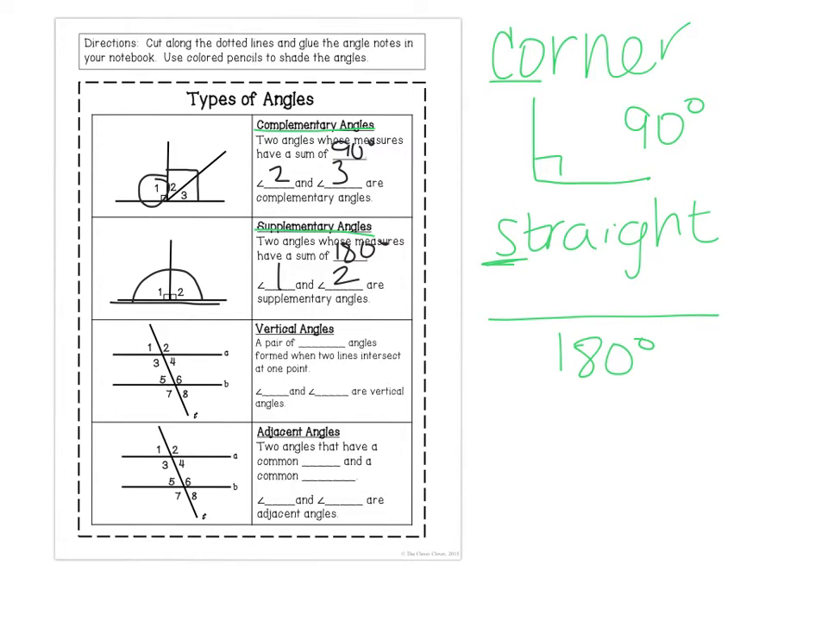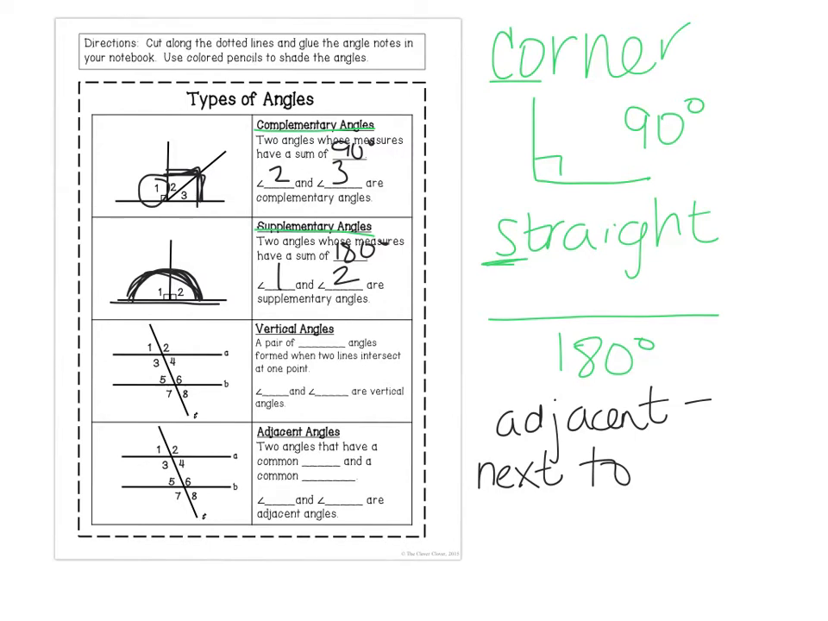Another word I need you guys to know is adjacent. They have to be adjacent to each other, meaning they have to be next to each other. So adjacent just means next to. Okay? So angle 1 and angle 2 are adjacent to each other, they're next to each other. Angle 2 and 3 are adjacent to each other, next to each other. It can't be two angles that are far away from each other. You can't call them supplementary angles. They have to be next to each other, okay?